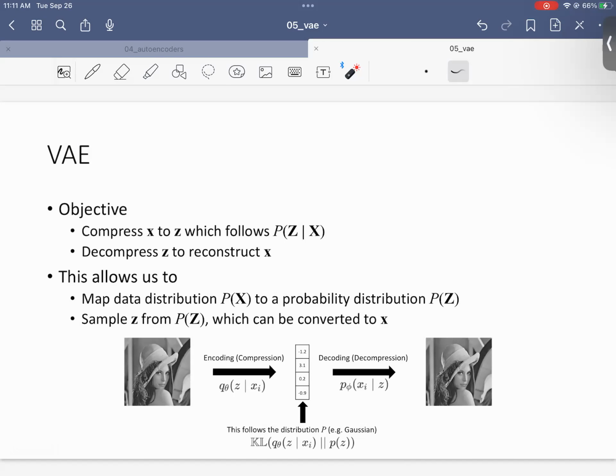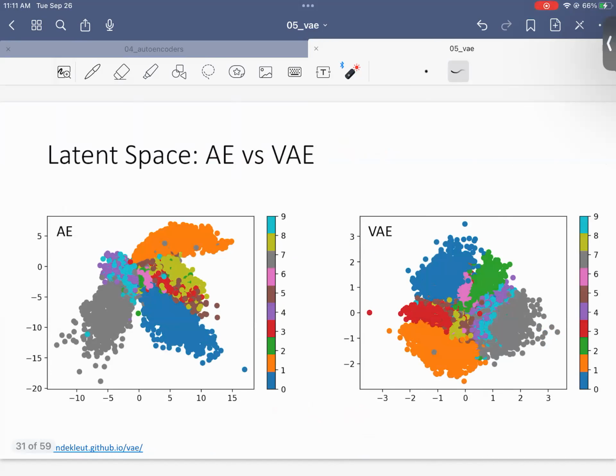So why do you want to do this? Why do you want to enforce the latent space to look like a certain distribution, in our case a Gaussian distribution? The reason is that if you look at this, this is AE and this is VAE. Even the AE is pretty well structured. It's not completely Gaussian, and there's no guarantee that it'll look like any distribution, but at least there are certain clusters, like we saw where the 1s were here and the 3s and 8s were here.